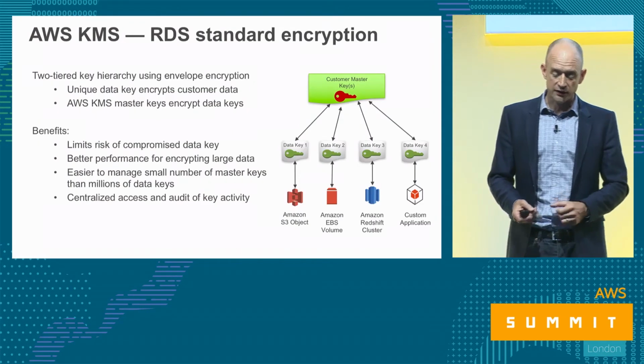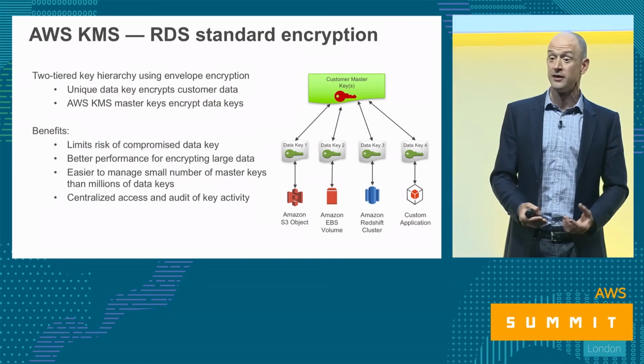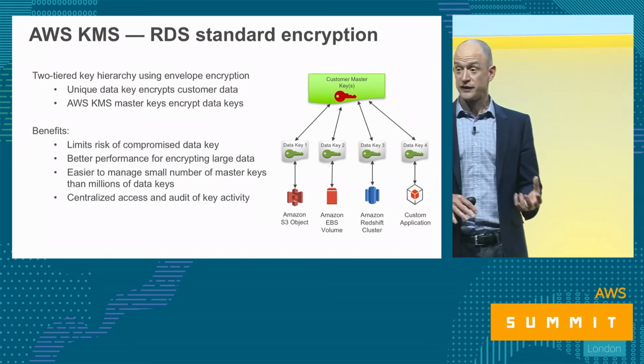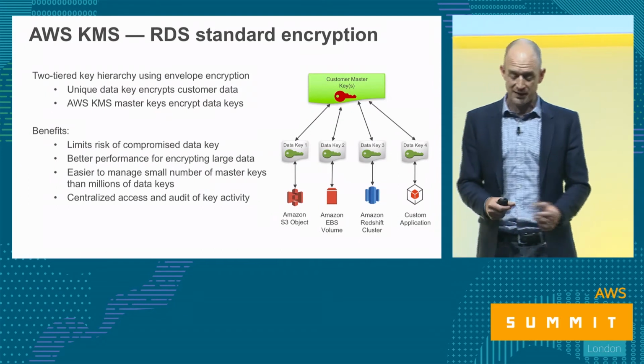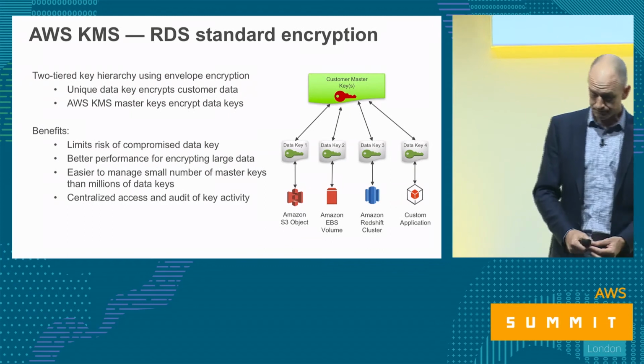So how does that work? The AWS Key Management Service gives you a master key in your account. And you can either use the default key, and we'll go on to some configuration in a minute, or you can create your own custom key to encrypt your RDS objects.